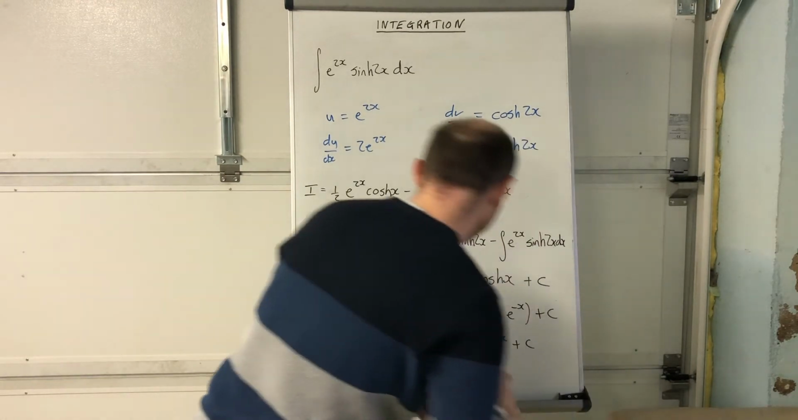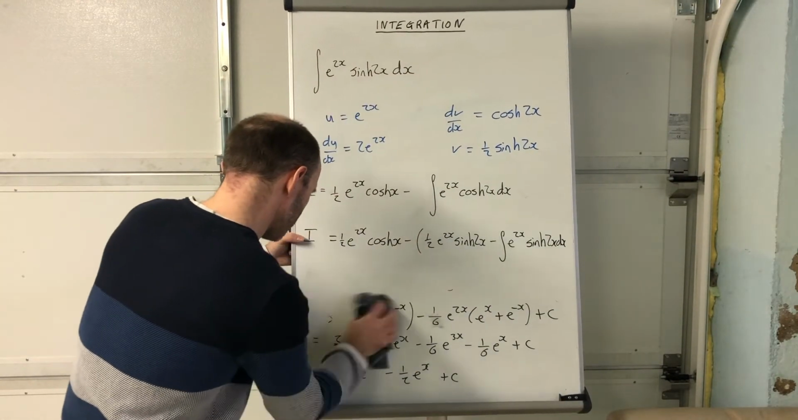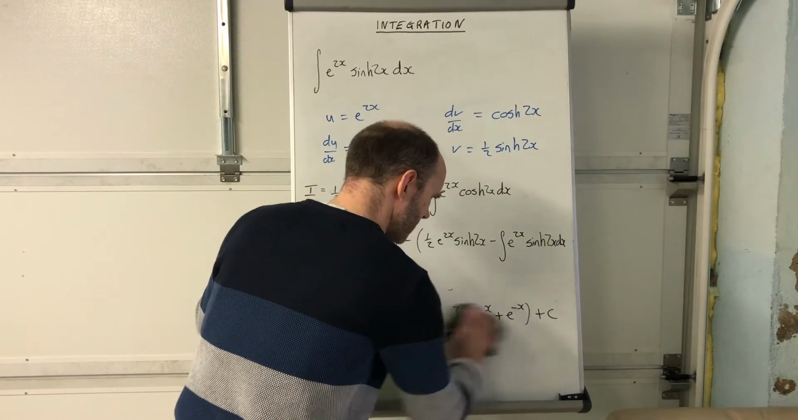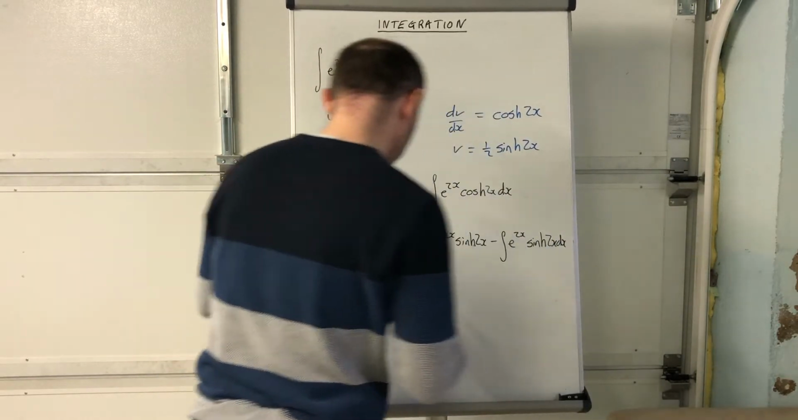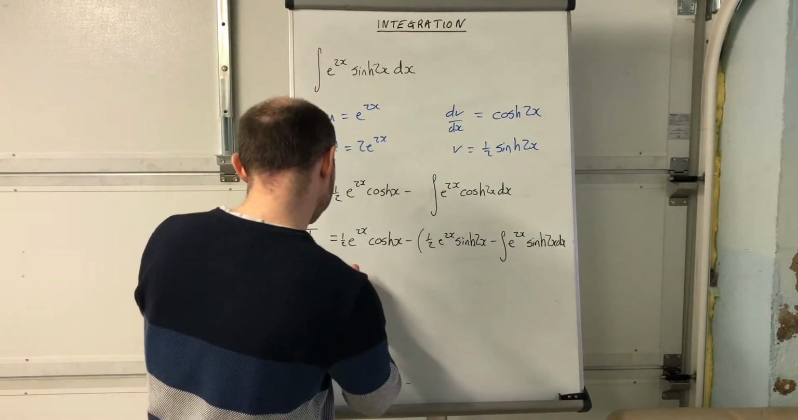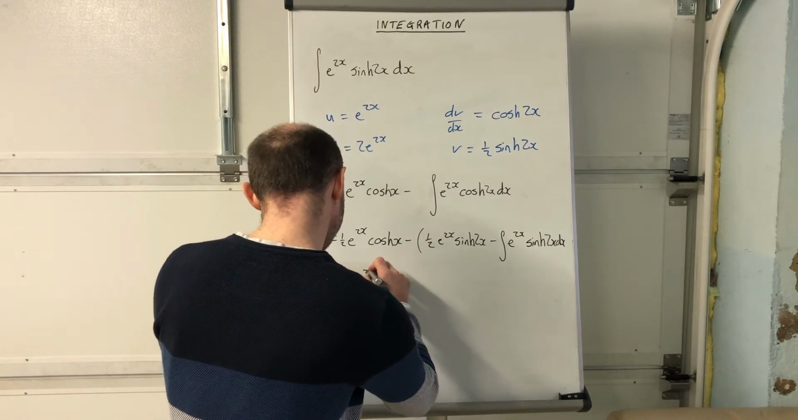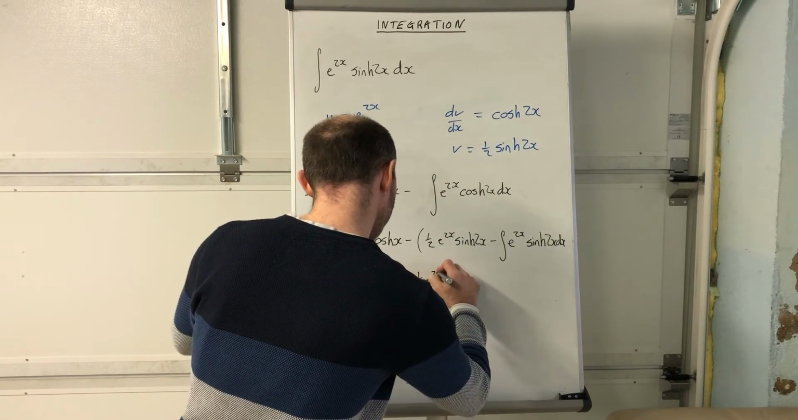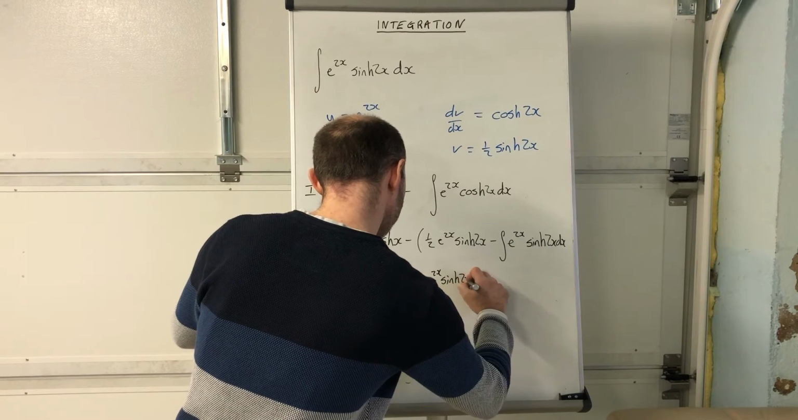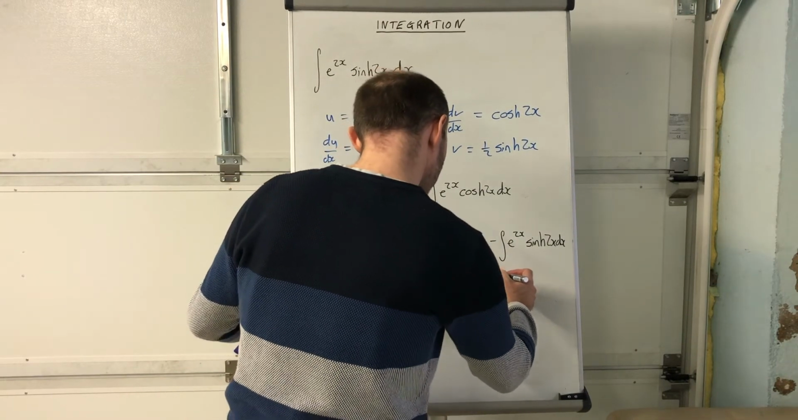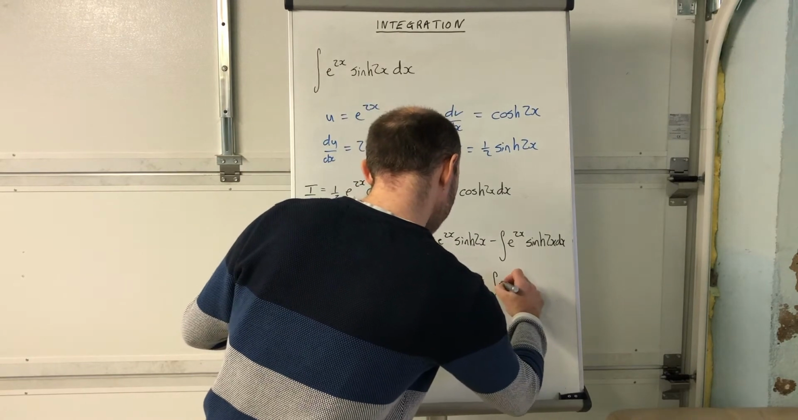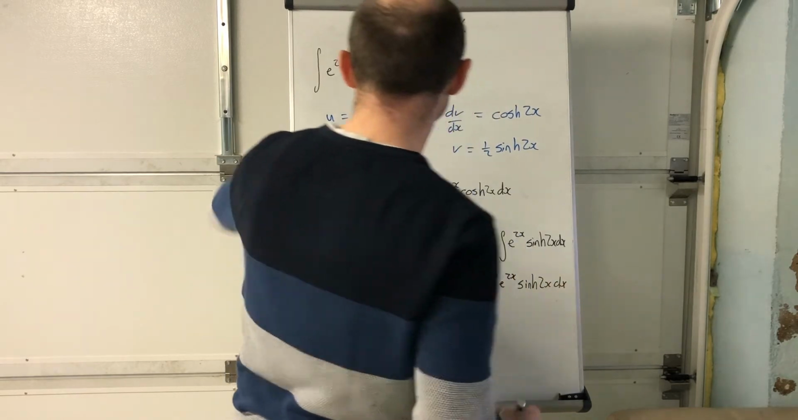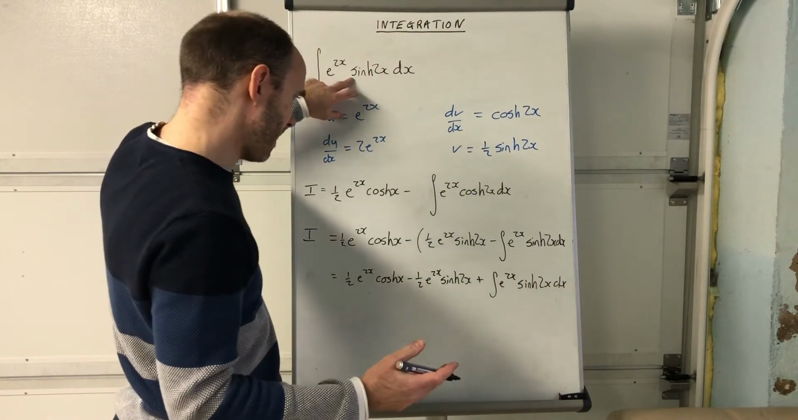Now what I'm going to do is get rid of all this, because I'm going to need some space, and we'll just follow it through. Doesn't seem to be breaking down so far, does it? So let's just see what's going to happen. So we've got half e to the 2x cosh x, subtract a half e to the 2x sinh 2x, and then that'll be plus the integral of e to the 2x sinh 2x dx, yeah? Which is just I, yeah?